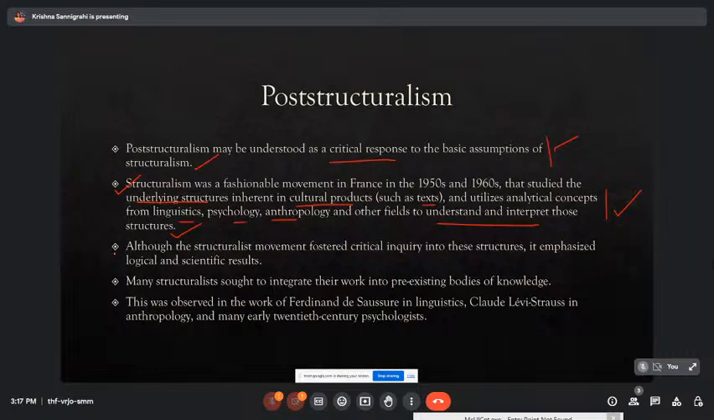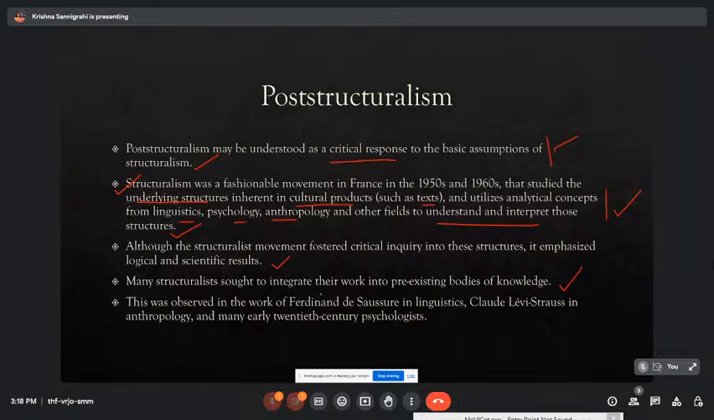Although the structuralist movement fostered critical inquiry into these structures, it emphasized logical and scientific results. If we study structuralism, we'll see that there is a particular way in which they proceed in identifying the structures, defining the relation between the structures, identifying and relating the differences in sign systems. So there is a way, a logic, a scientific approach to it. Many structuralists sought to integrate their work into pre-existing bodies of knowledge. So they tried to refer to the pre-existing bodies of knowledge.